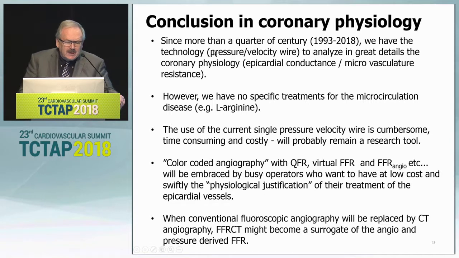So I predict that, since more than a quarter of century, we have the pressure and velocity wire technology to analyze in great detail the coronary physiology, epicardial conductance, and microvascular resistance. However, we have no specific treatment for microcirculation disease, and the use of the current single pressure-velocity wire is cumbersome, time-consuming, and costly, and will probably remain a research tool.